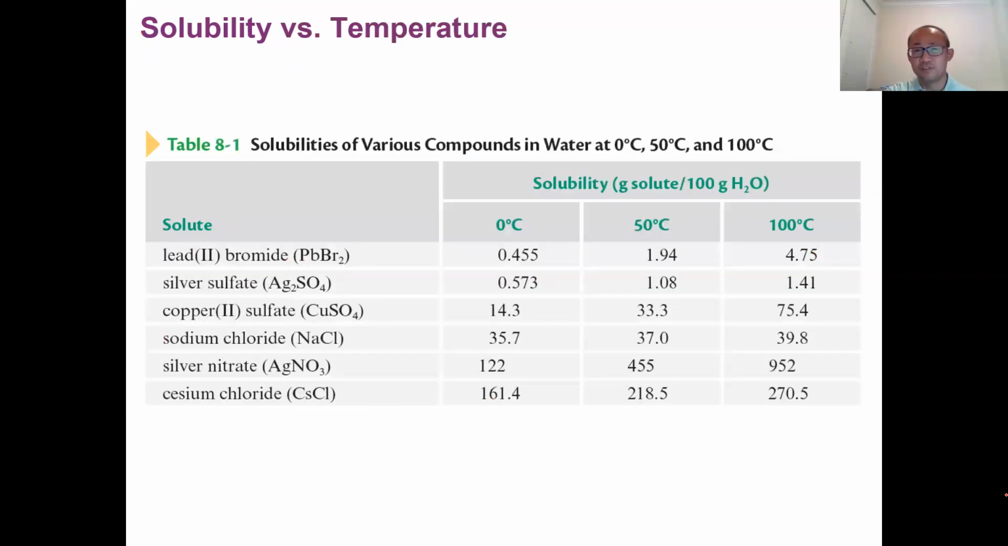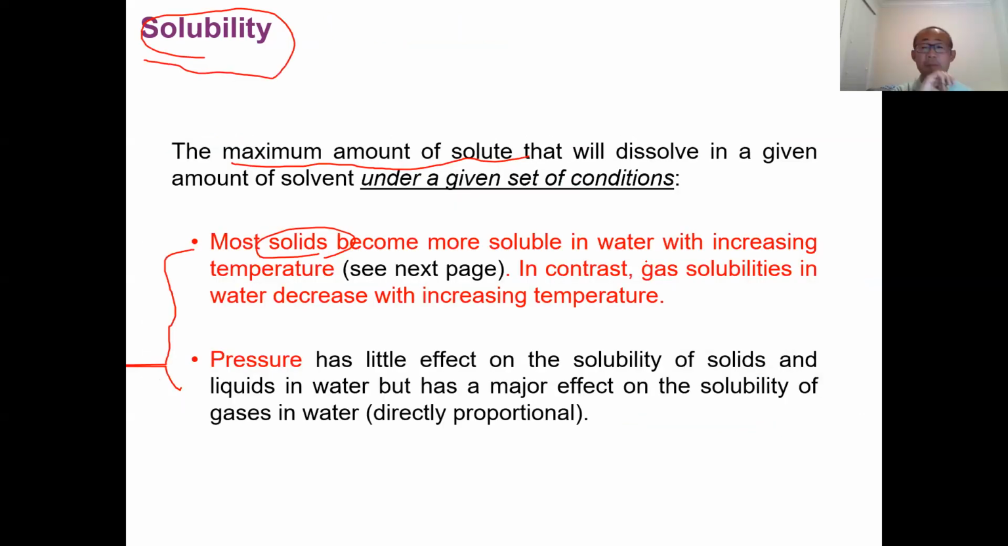You can see this table showing the solubility of some solids versus temperature. For most solids, there are exceptions, but most solids' solubility increases if the temperature increases. These are some ionic compounds, the solids. Their solubility increases as the temperature increases. But for gases, it's the opposite, remember. Solubility decreases as you increase the temperature. That's one useful trend about solubility.